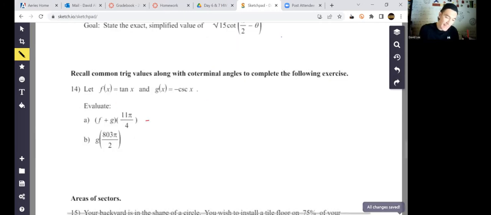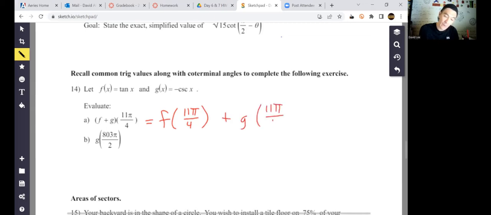So for 14a, we can rewrite this as f of 11 pi over 4, and then plus g of 11 pi over 4. Now, bear in mind, the midterm is calculator friendly, so have that out at the ready, because we'll need that for this problem. Or I should say, we could use it for this problem, and we should. So the initial notation was that, but we break it up into two smaller pieces based on that FYI that I gave you guys at the beginning of class on Wednesday.